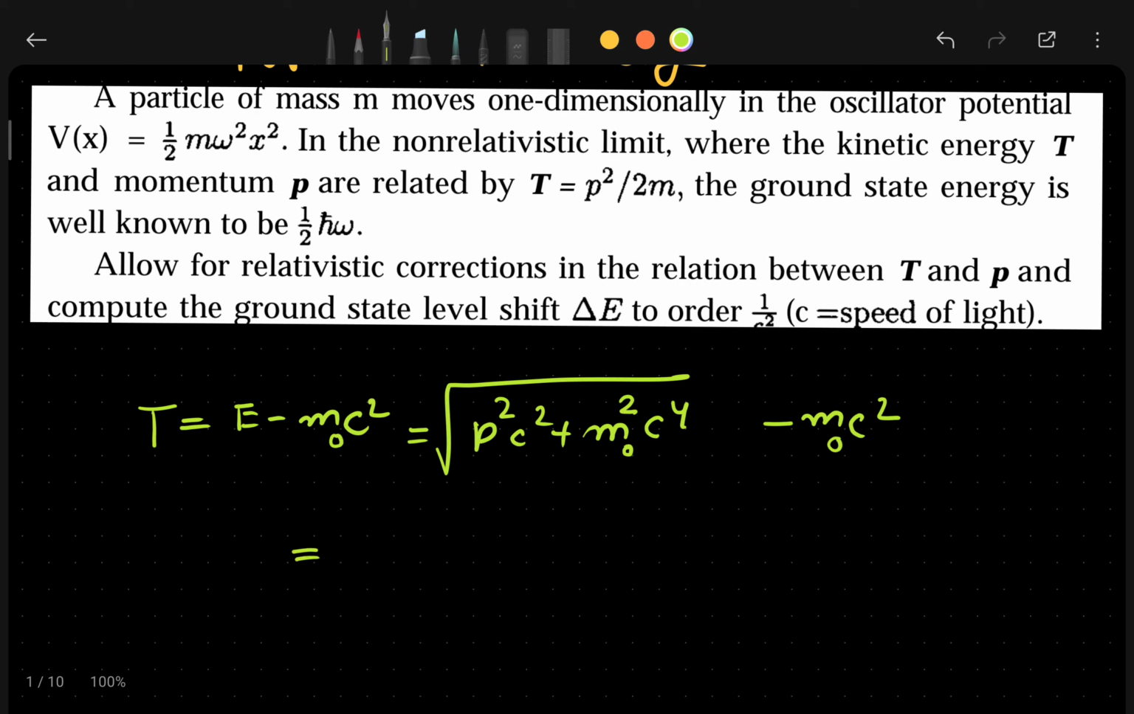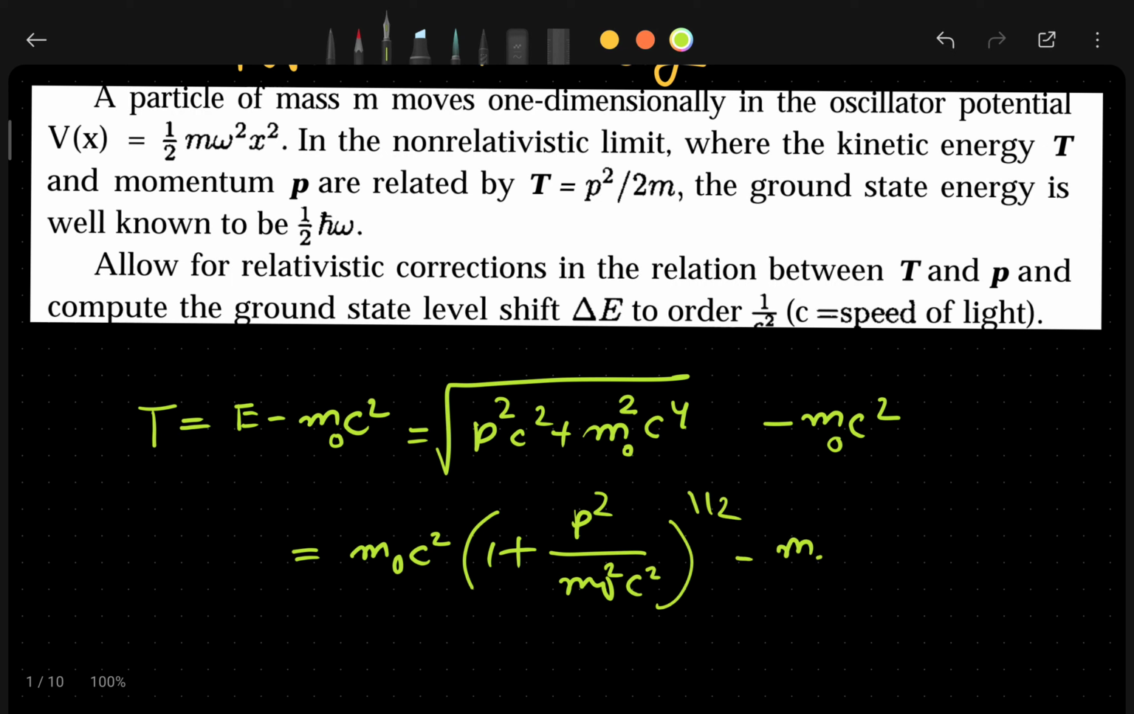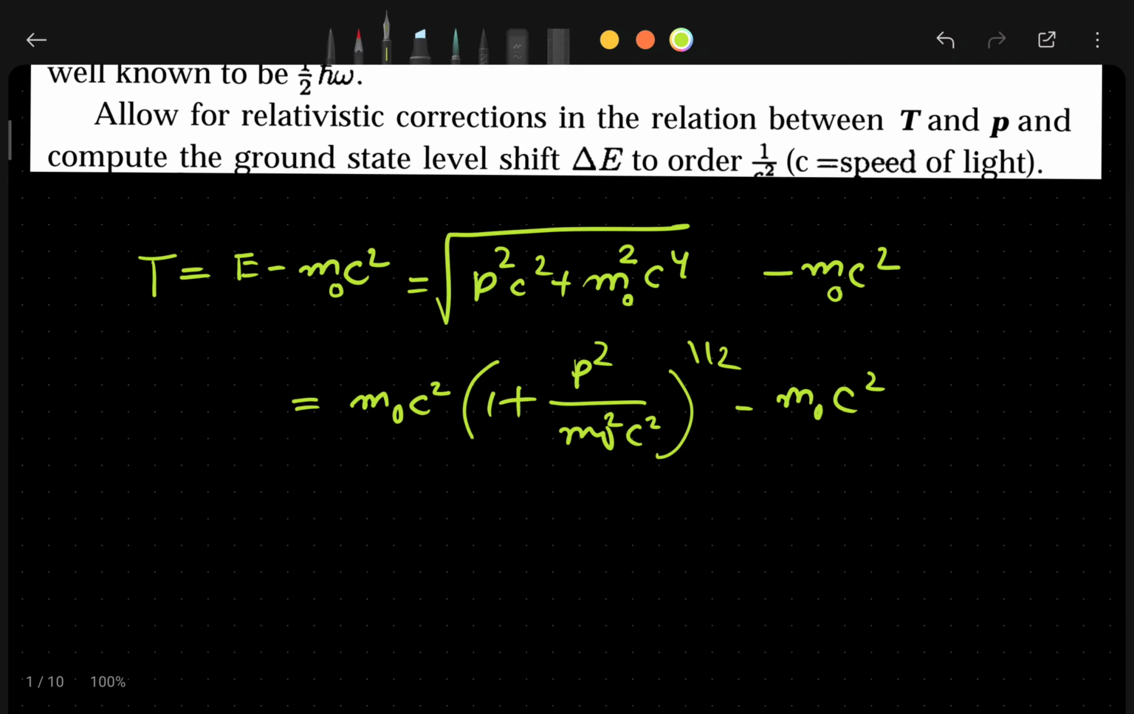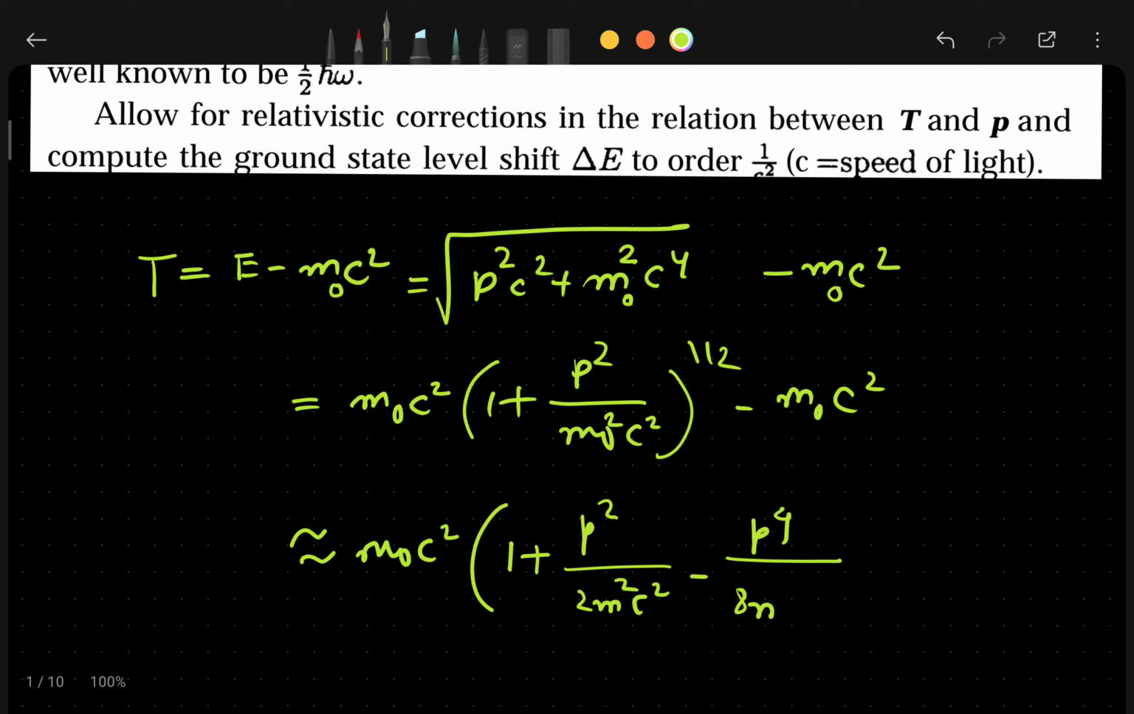So it can be written as m naught c squared times the square root of 1 plus p squared divided by m naught squared c squared, minus m naught c squared. We can expand this binomial: 1 plus p squared divided by 2 m naught squared c squared, minus p to the power 4 divided by 8 m naught to the power 4 c to the power 4, minus m naught c squared.